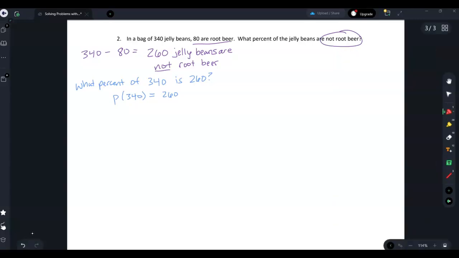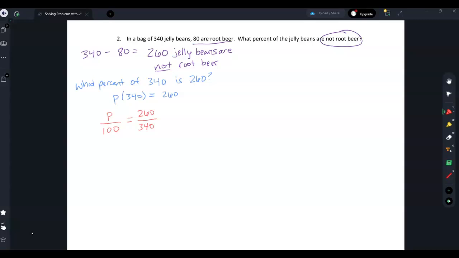Or if I was going to use the proportion method, then I don't know the percent part. So that would go over 100. And then the is part would be 260. And then the of part would be the total. It's out of a total of 340 jelly beans. So that would be my initial setup for that problem.